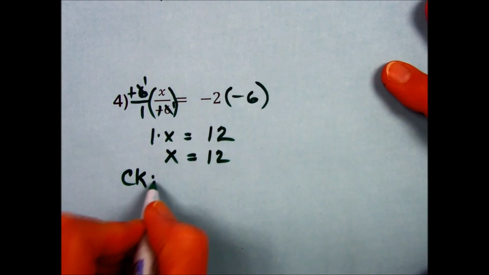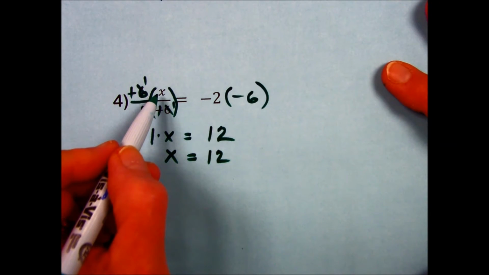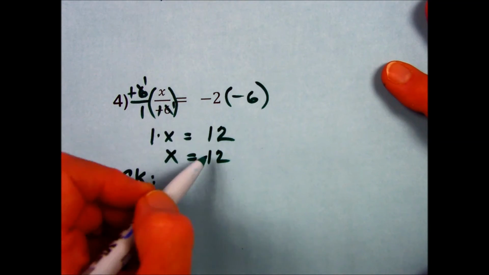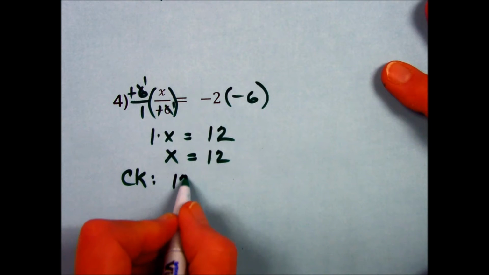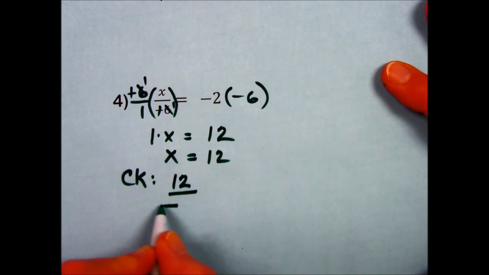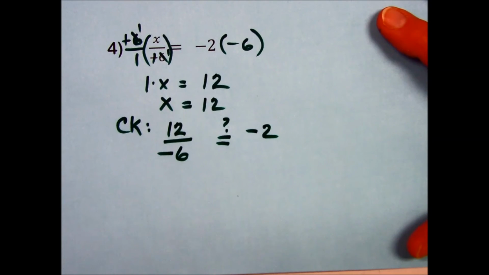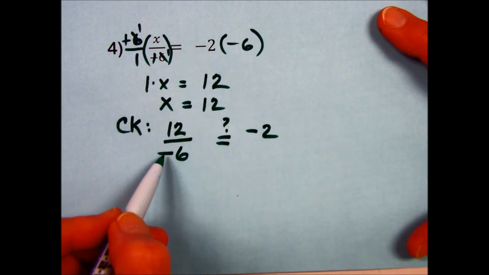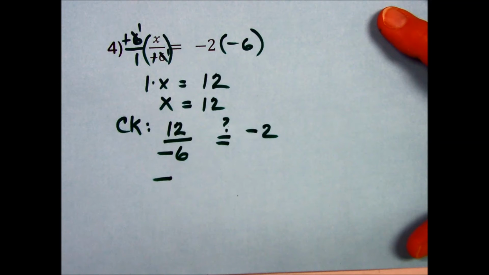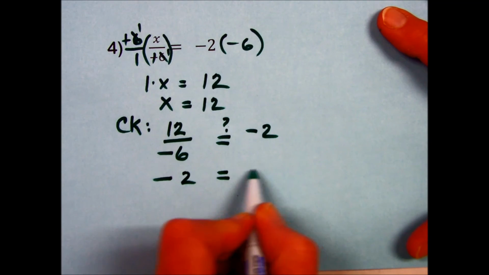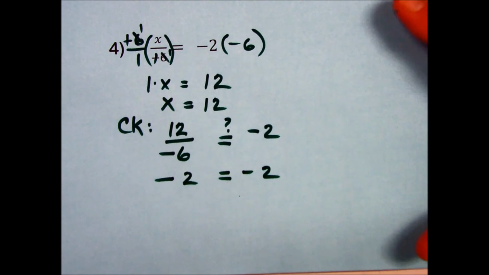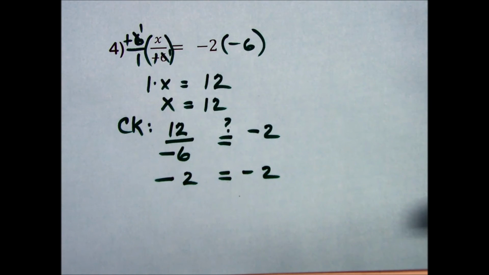Checking this, plugging in or replacing the variable with our solution in the original equation, x over -6, does it equal the -2? A positive divided by a negative will result in a negative when there's 1 of each sign. 12 divided by 6 is 2. And we have a true statement, meaning that our solution, x equals 12, is correct.